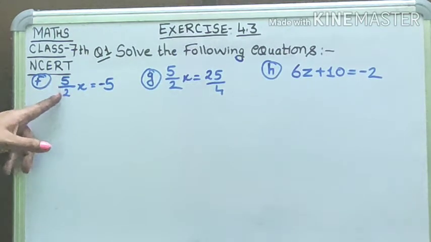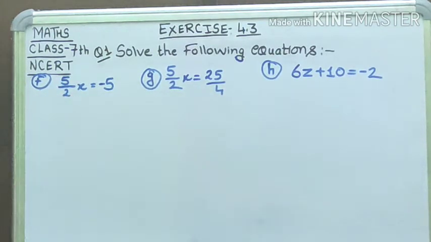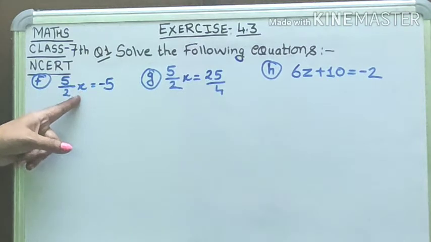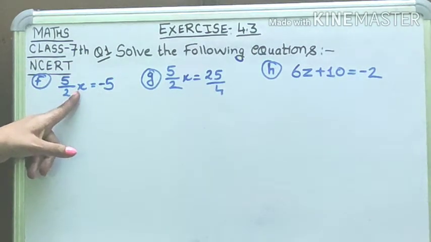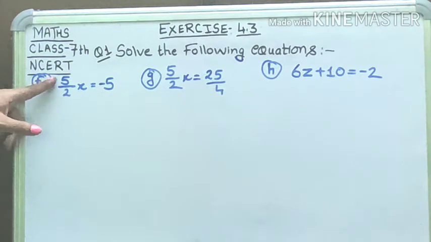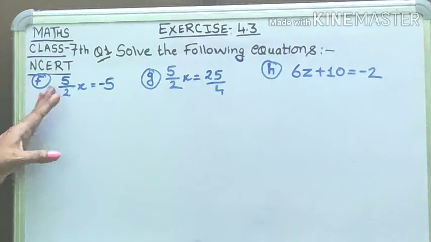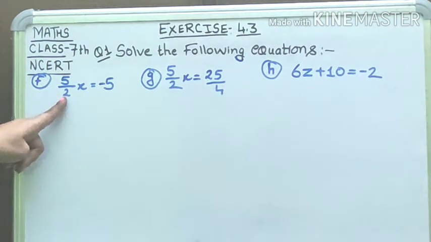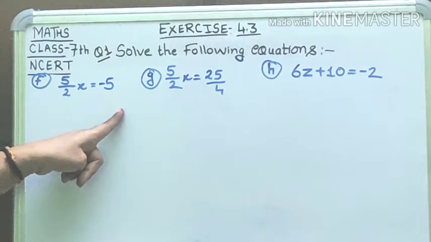In the first one, 5 upon 2 x equal to minus 5 is given. First of all, we have to identify the variable. What is the variable in this equation? The variable is x, and we have to find the value of this variable. Along with the variable, only one term is given, 5 upon 2. So we have to remove this term. To remove it, we will transfer this 5 upon 2 to the RHS side.